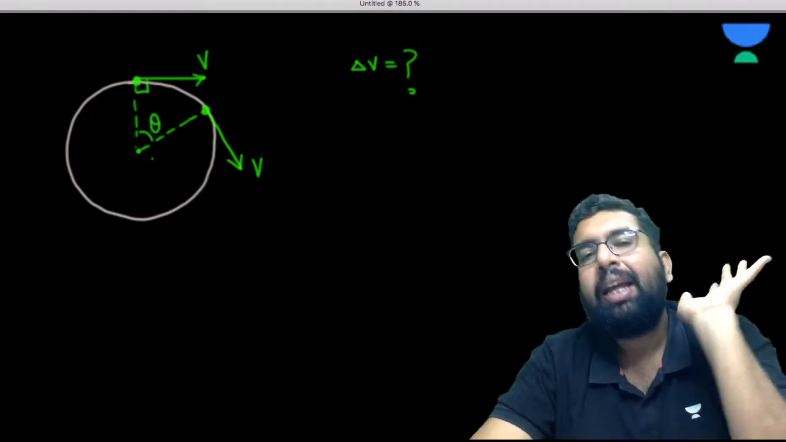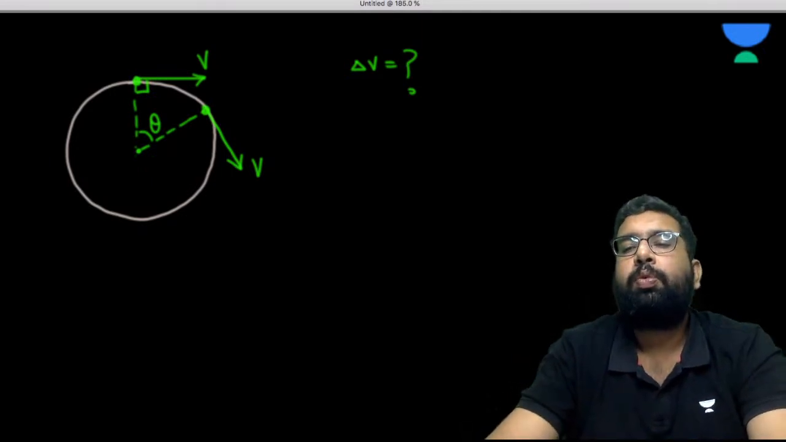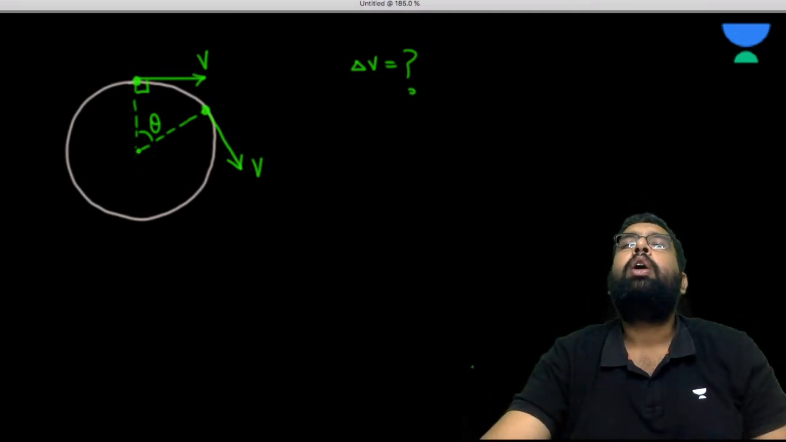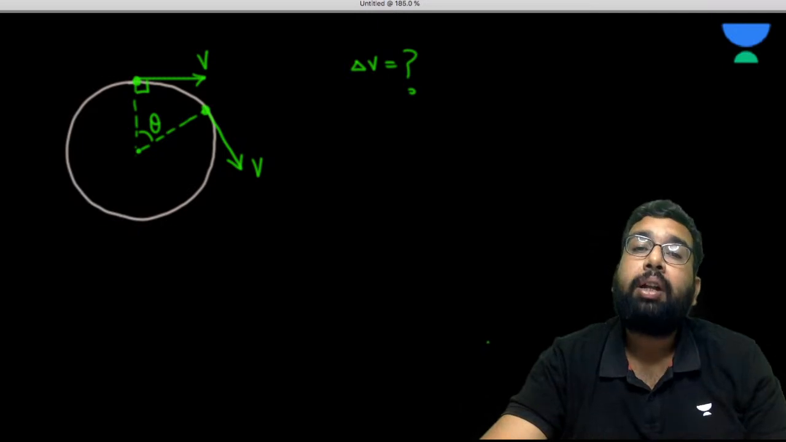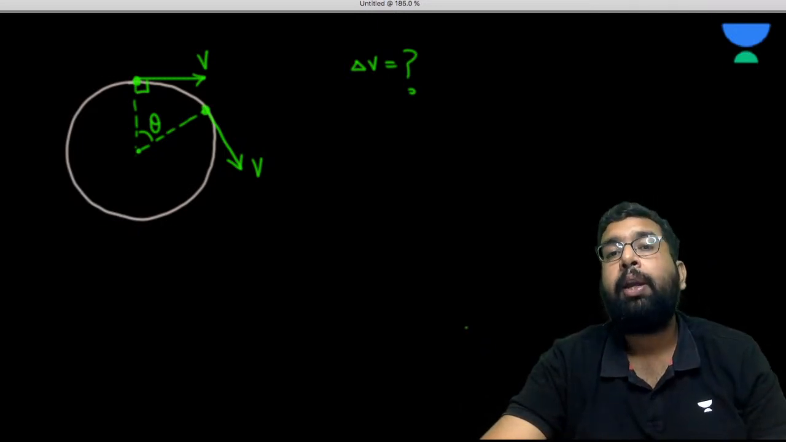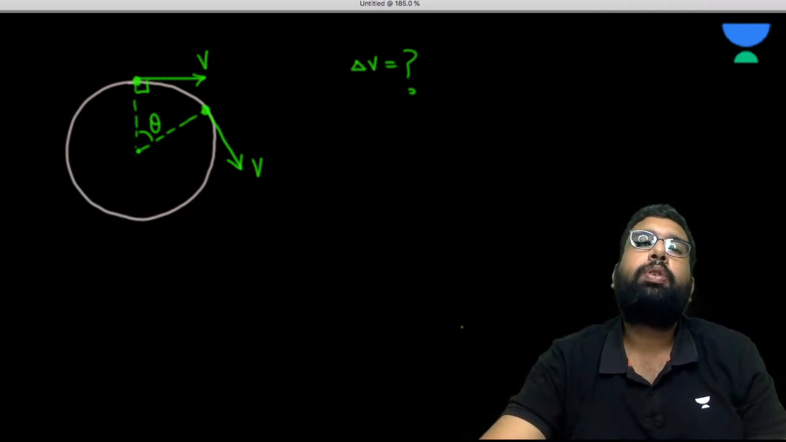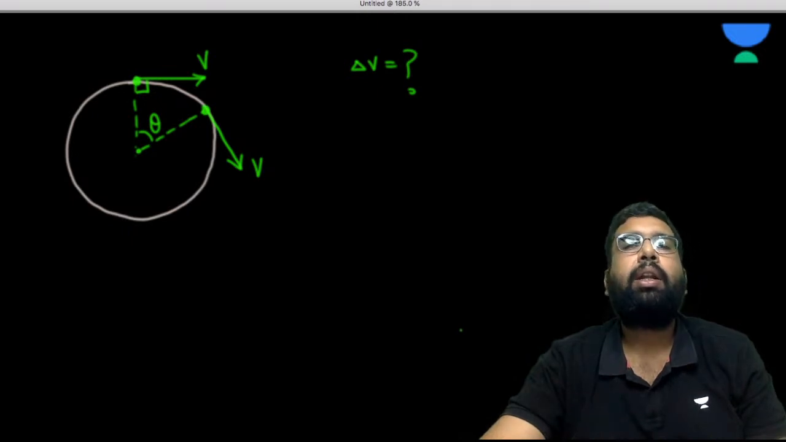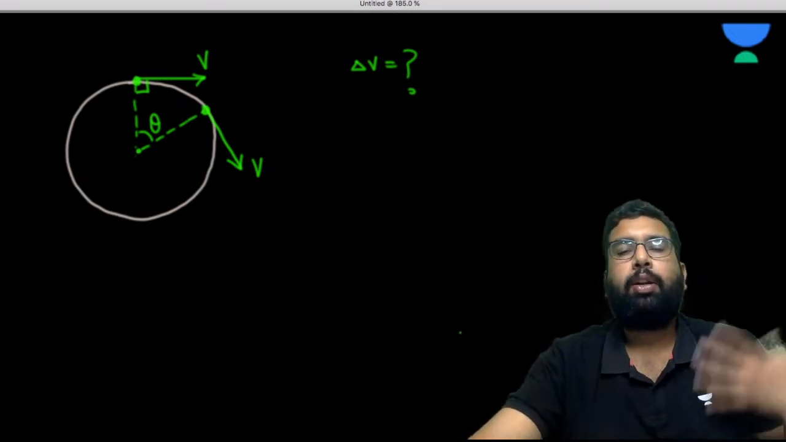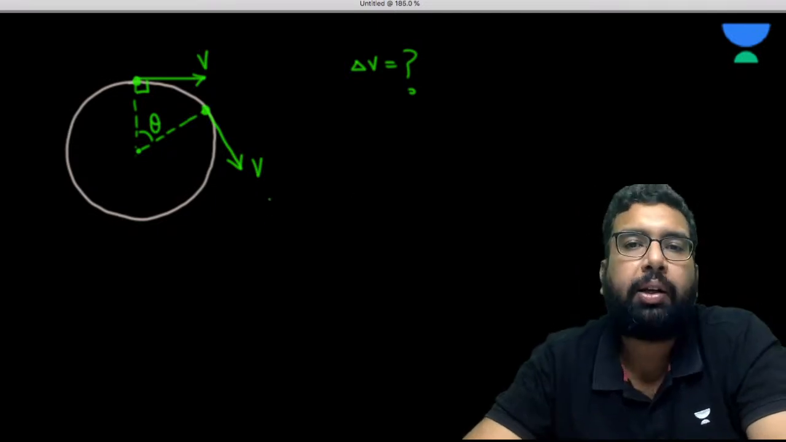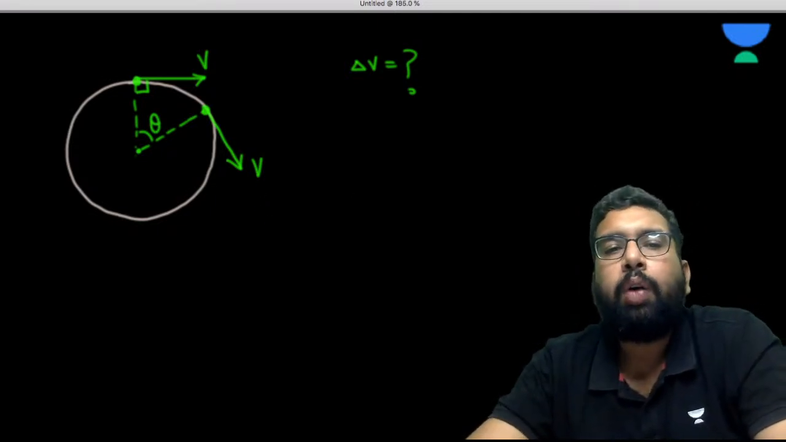Understood? Okay. Now this is uniform circular motion. What we are trying to do here is generalize the formula for change in velocity, because in uniform circular motion they ask you questions to find the change in velocity, right? So we are trying to generalize this formula in terms of v and theta. How are we going to do it?